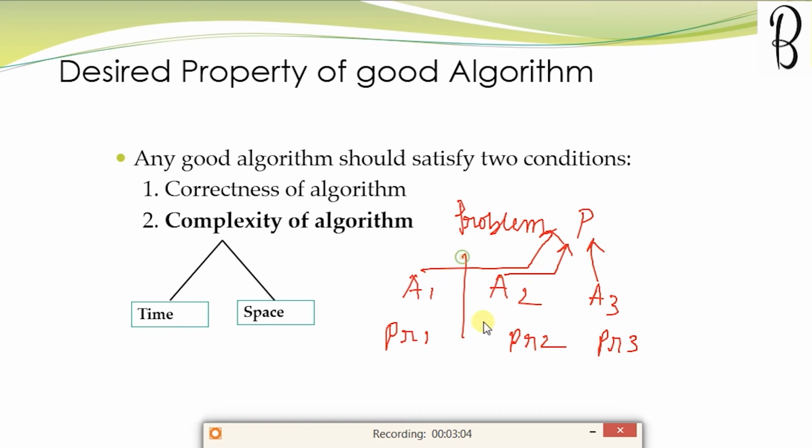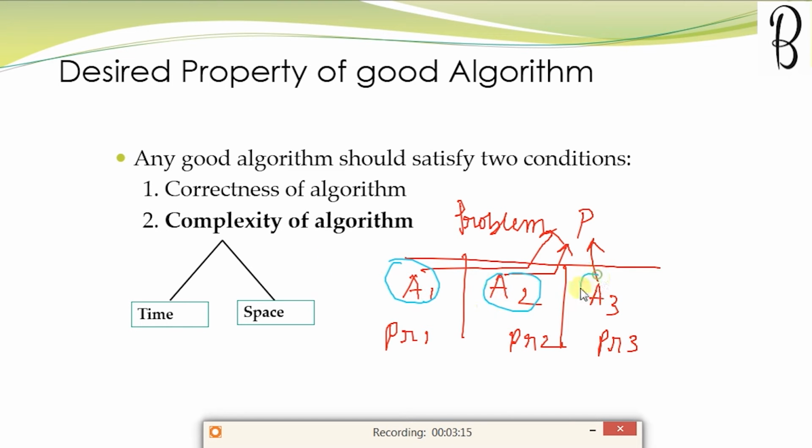Now we will check which algorithm is taking less time and less space. Let's say algorithm A2 is taking less time and less space. So we will give our vote to algorithm A2 and select it for the problem P. So basically, for each algorithm we have to think that it should take less time and less space. We'll also discuss space complexity in some detail. Let me go to the next slide.